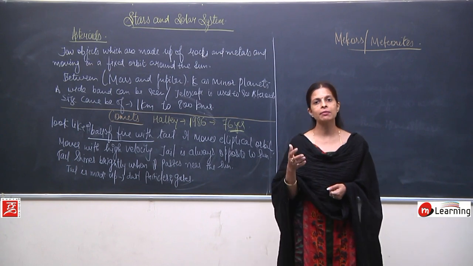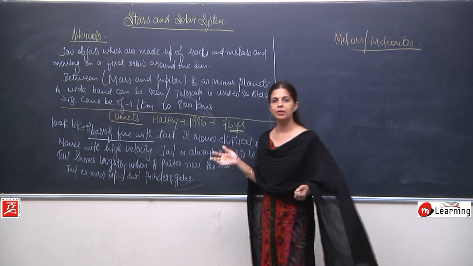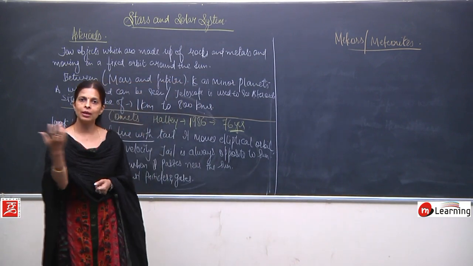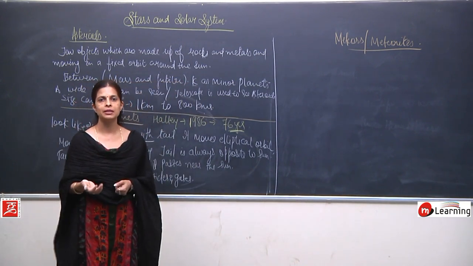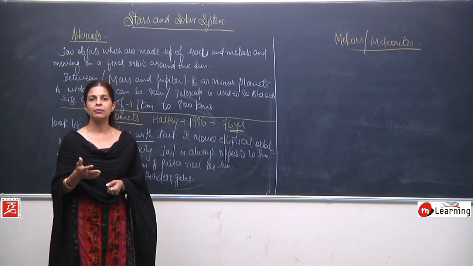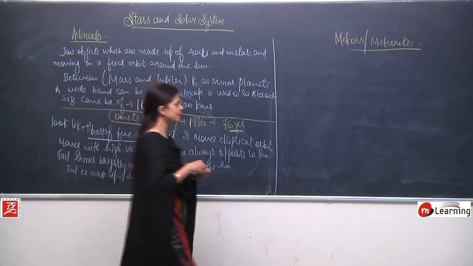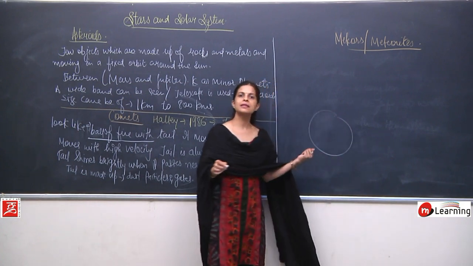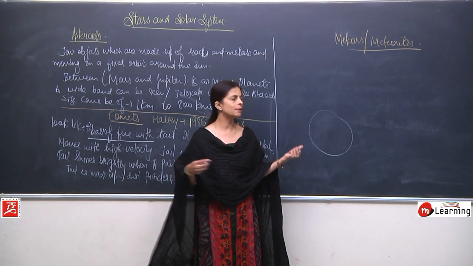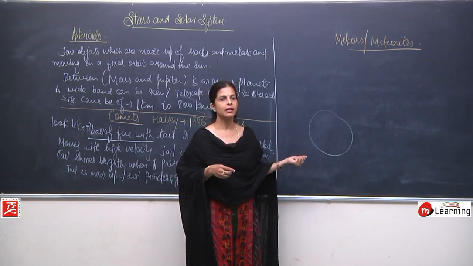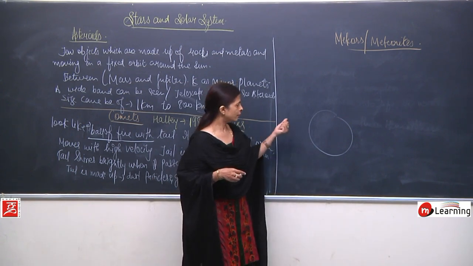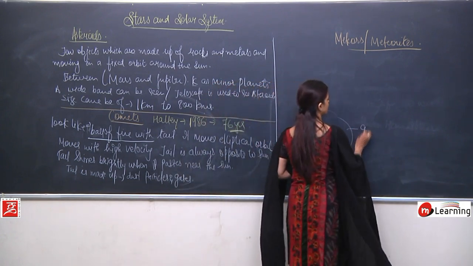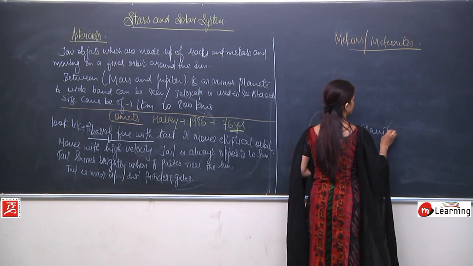But sometimes when the meteors are very big, the complete part of the meteor doesn't burn. Now see, suppose this one is a meteor. What is this? It is also an object, a heavenly body, which is made up of rocks and metals. When it falls on the surface of the earth, why will it fall? Due to the gravitational attraction, isn't it?